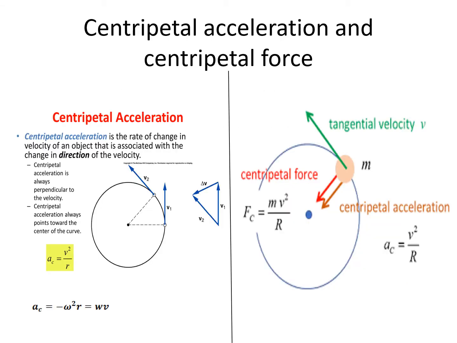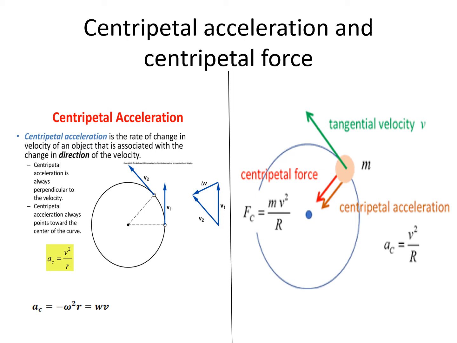Let us now define centripetal acceleration. We know that when the particle is performing a uniform circular motion, the direction of linear velocity changes from point to point, and this change in the direction of linear velocity gives rise to centripetal acceleration. The meaning of centripetal: centri means center and petal means seeking or looking towards. The acceleration which is directed toward the center of the circle is known as centripetal acceleration. It can also be observed as the rate of change in velocity of an object that is associated with the change in the direction of the velocity.